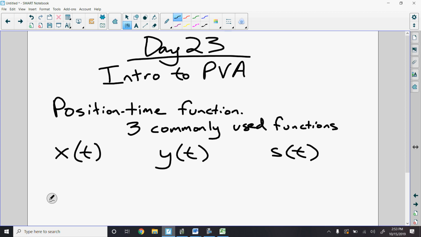X of t is for an object moving along an x-axis. Y of t is for an object moving along a y-axis. And s of t could just be any general position.